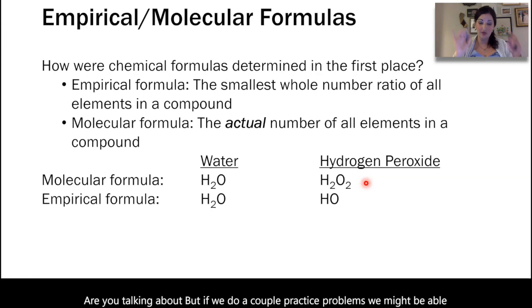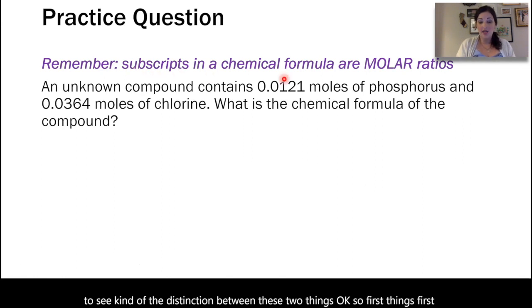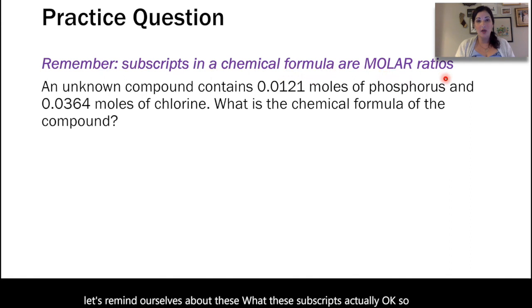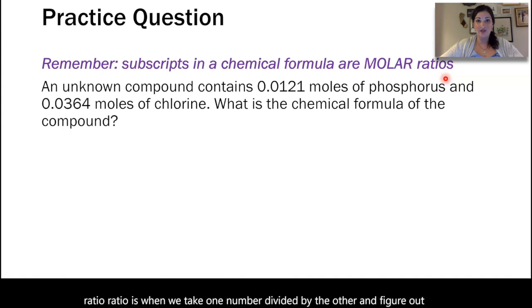Okay, so first things first, let's remind ourselves about what these subscripts actually mean. Remember, the subscripts in a chemical formula are molar ratios. Okay, so what is a ratio? A ratio is when we take one number, divide it by the other, and figure out what the answer to that division is. It's a comparison between two things.